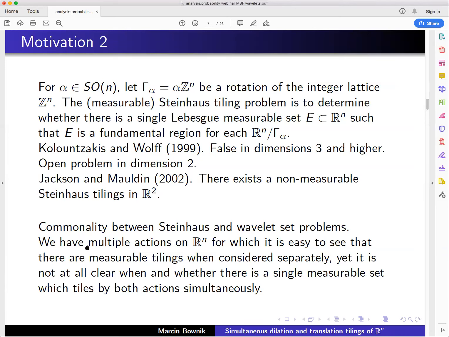Okay, so what is that connection, commonality between Steinhaus and wavelet problems? That we have multiple actions of Rn for which it's easy to see that there are measurable tilings when considered separately. Not a problem to find a tiling for each of those lattices in the Steinhaus problem, but yet it is not at all clear when and whether there is a single measurable set which tiles by both actions simultaneously.